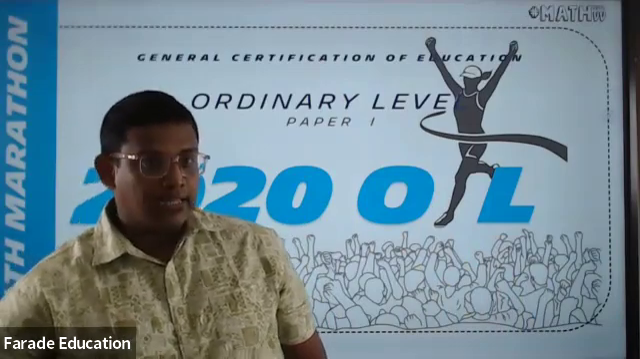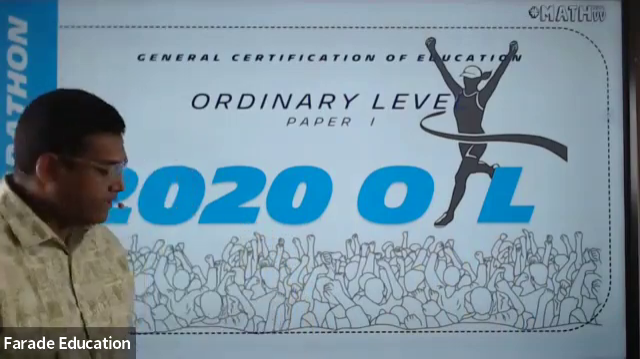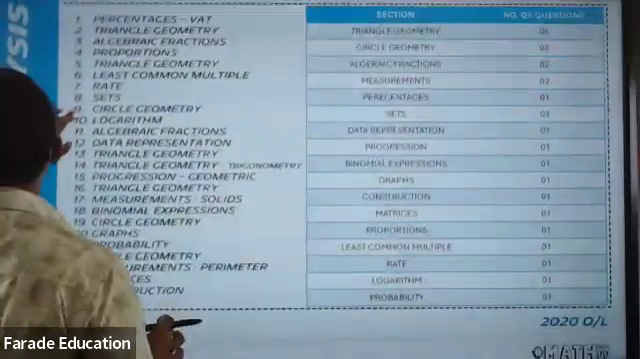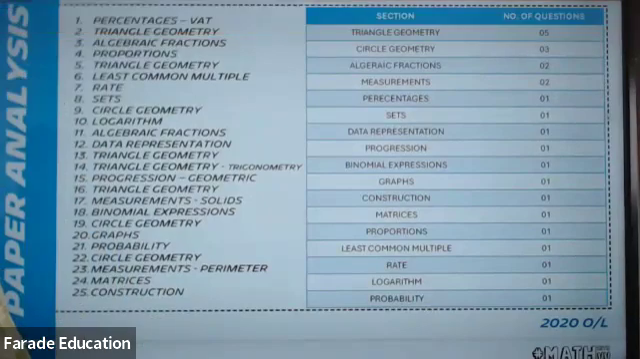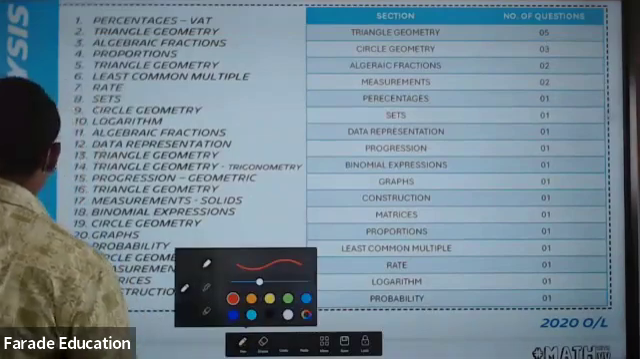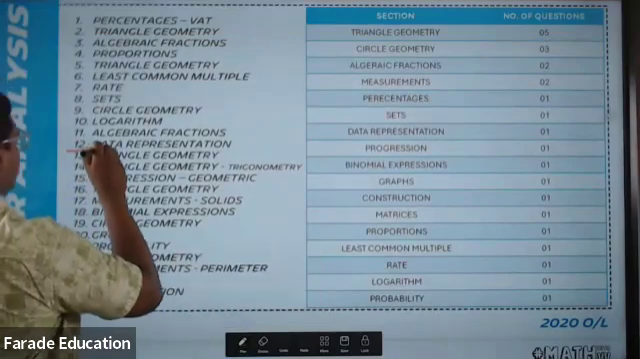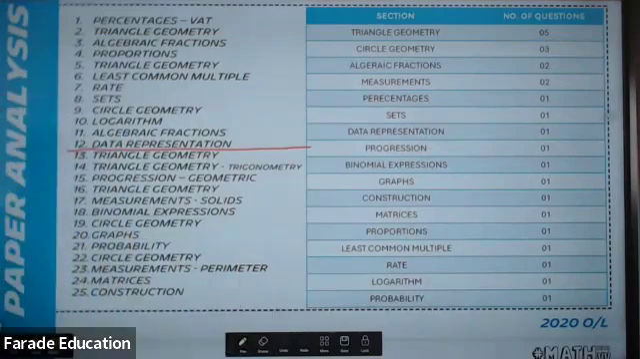To start off, for those who missed the session last week, this is where we started. We analyzed the paper, that means we discussed which sections the main questions are coming from. We have completed up to the 12th question for the moment.